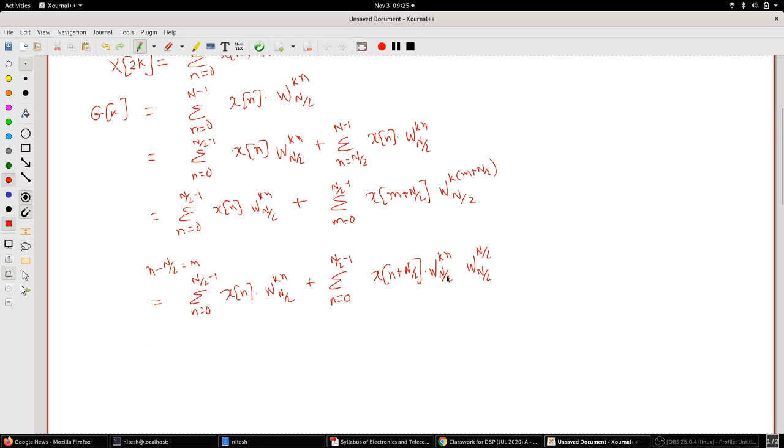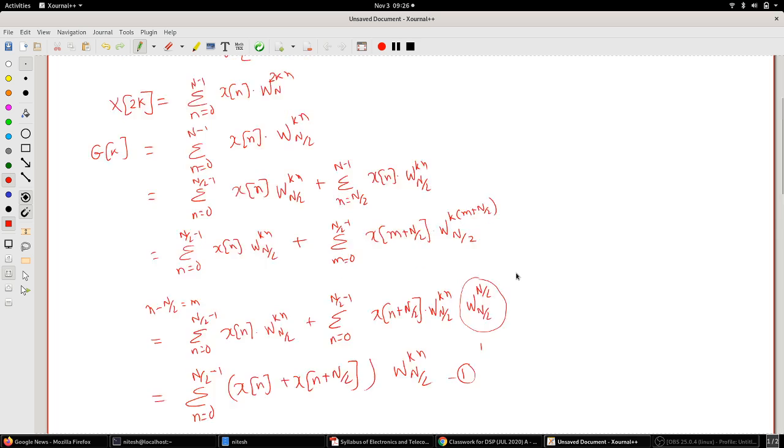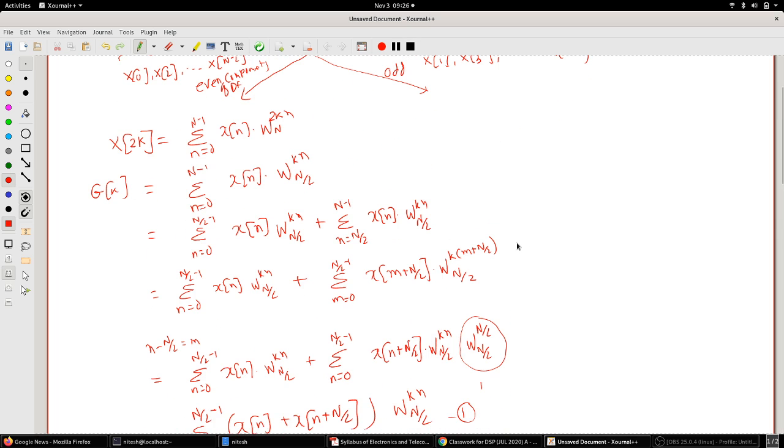So this comes out to be equal to, this n by 2 of n by 2 is 1. This guy here will be equal to 1. So this will be, in short, summation n equal to 0 to n by 2 minus 1. I will club this together. Okay, so x of n plus x of n plus n by 2 into wkn of n by 2. Okay, this is the first equation that you get. Clear? So let's look at the second one now on this side.